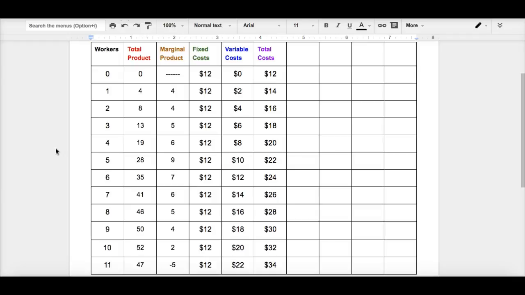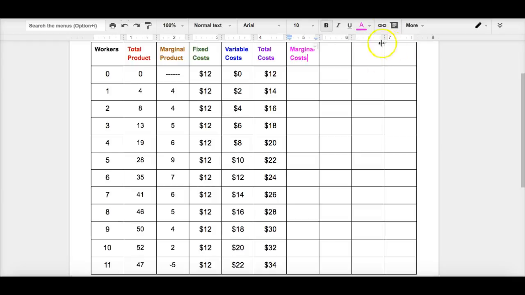Also make sure that you are adding stuff to the equations part at the bottom, because I'll tell you where you need to add those equations. Stick with me, because otherwise you're going to be lost. So far we have workers, total product, marginal product, and all of our costs. The one cost that we did not get to last week was marginal costs. So that will be the first column that we're going to do today.